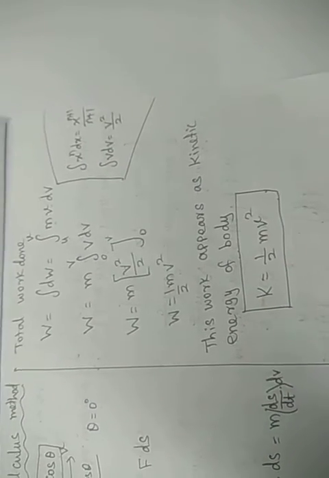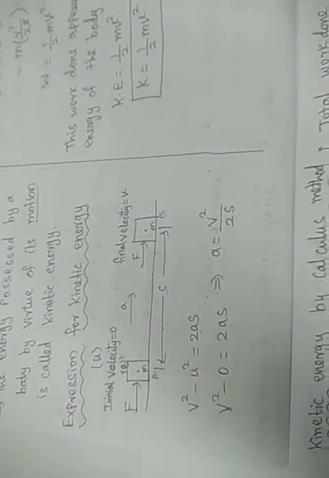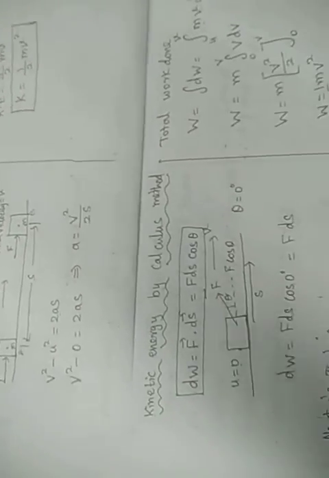Similarly, the work appears as kinetic energy. Then the kinetic energy is equal to half mv squared. So we have derived the expression for kinetic energy for the constant force, the normal Newton's equation derivation, and also we have derived the kinetic energy expression by the calculus method for the variable force. Both the answers are the same, half mv squared.